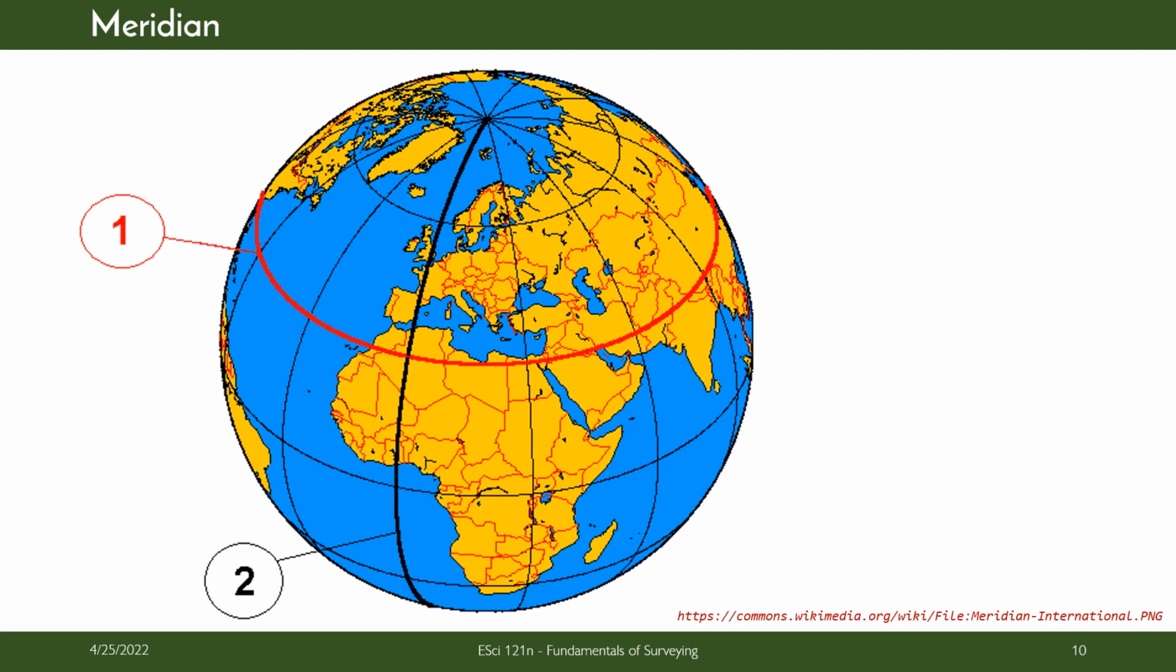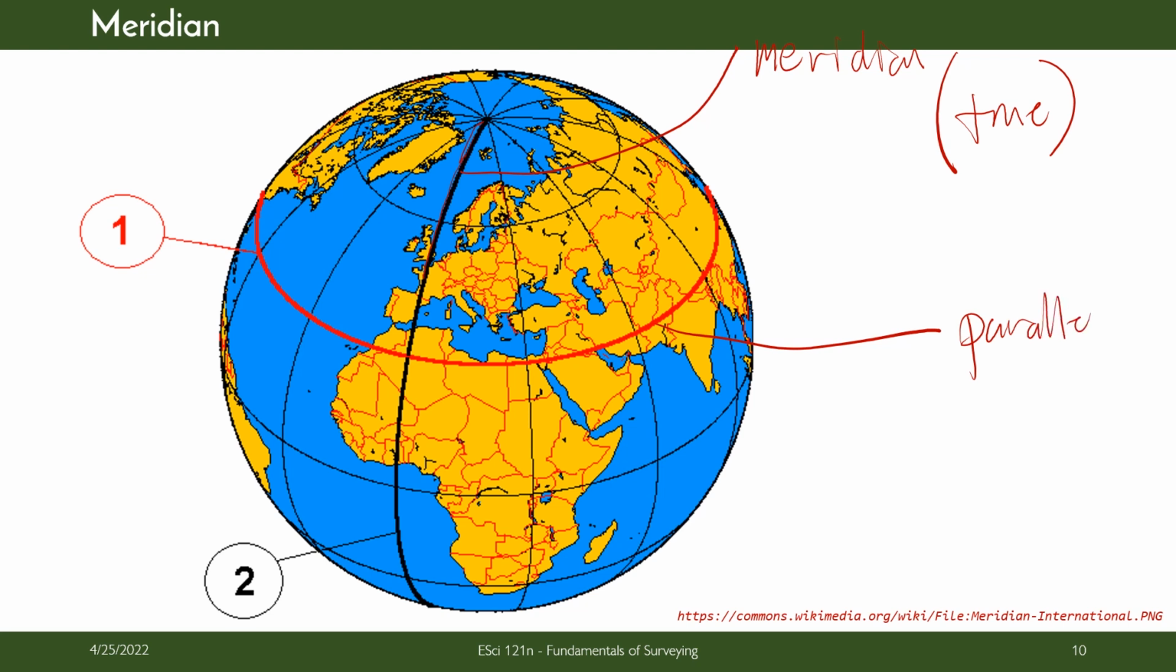So here, this is an example of a meridian. This dark black line is what we call your meridian. It could be your true meridian. And this red line is what we call the parallels. Usually in a grid, this represents global positioning, so it's easy to locate points by geographic position. You have your latitude and longitude.